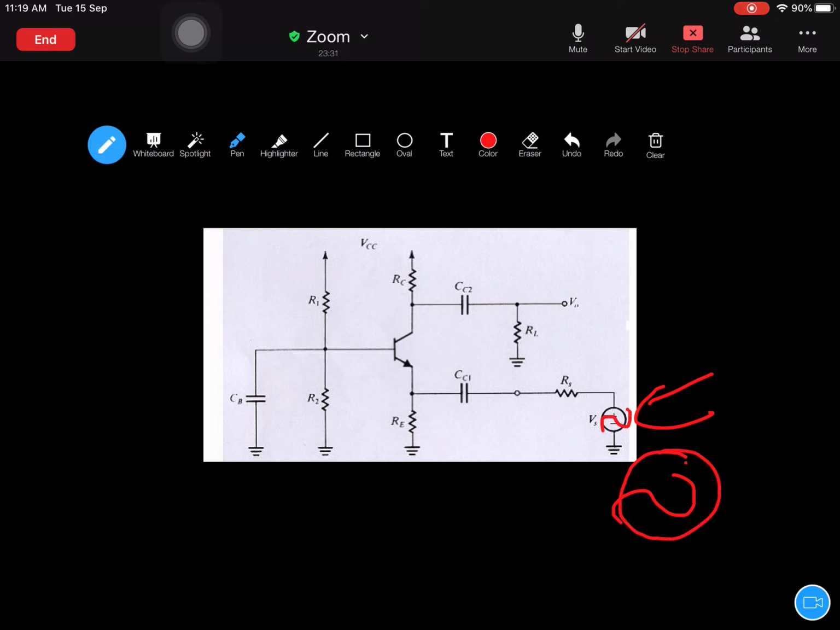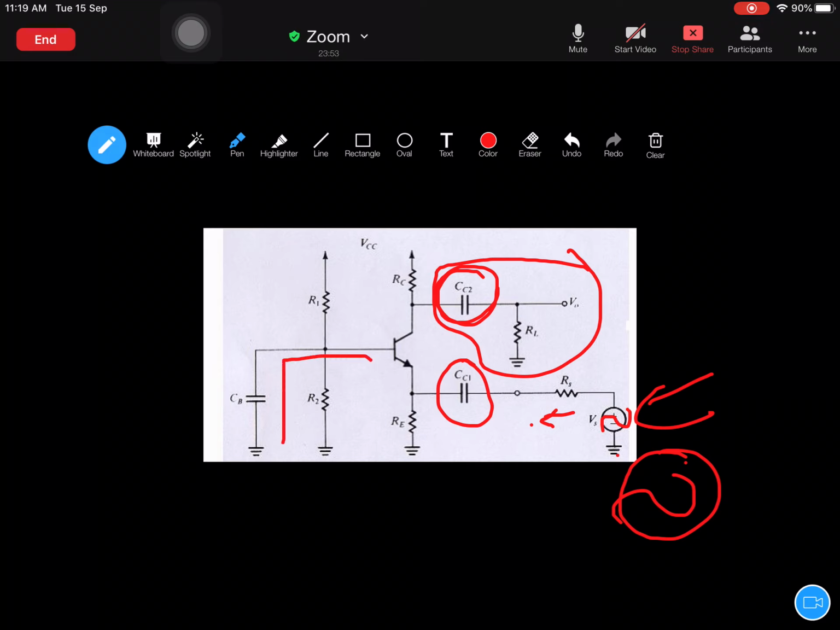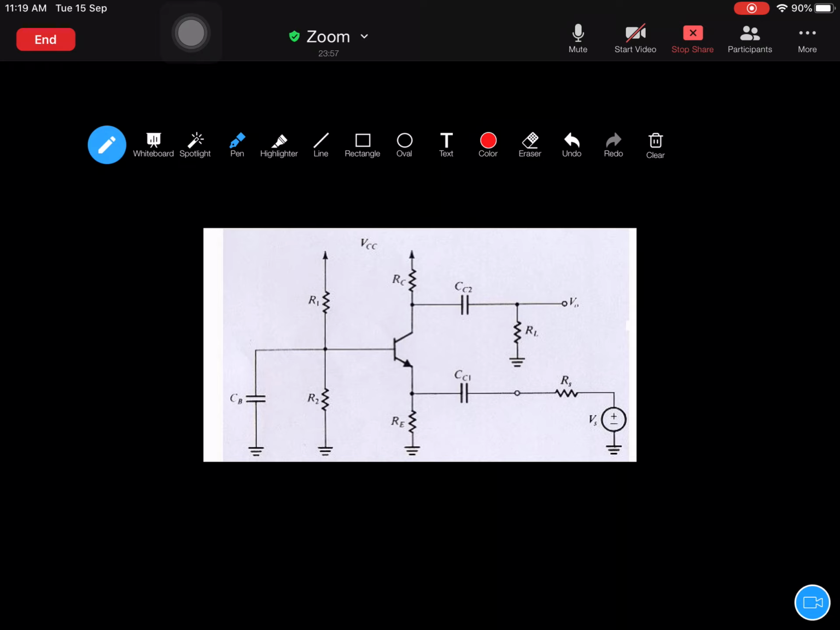From the sine wave, it is connected to the source resistance, which is similar to the common emitter amplifier diagram. So this is the input side, and this is the output side. On the input side, this is the coupling capacitor, and this is the output side coupling capacitor. Output is the collector side. Input is the emitter side. And common for both sides is the base side. So this is called the common base amplifier.